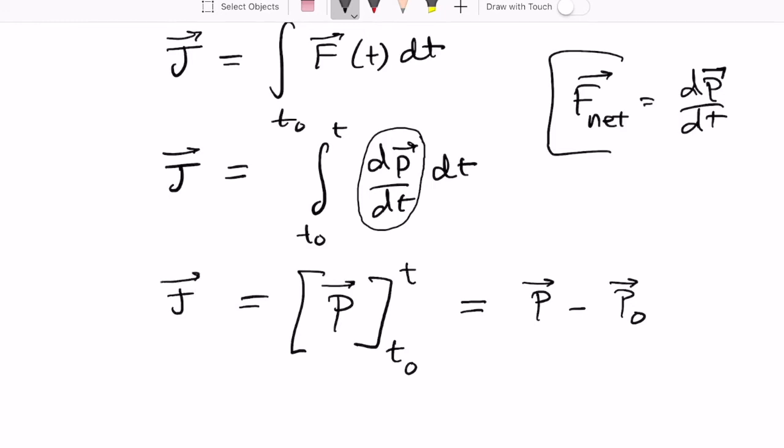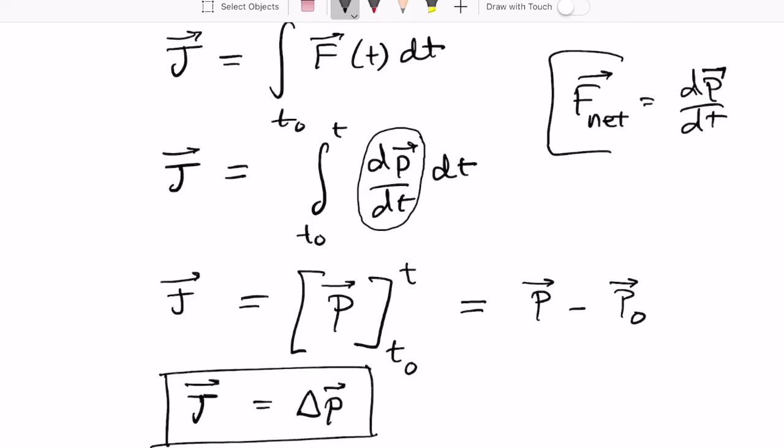So P final minus P initial is just the change in momentum. The definition of delta, which is change, is just final minus initial. So you get this very important relation that J, the impulse, is equal to the change of momentum, and that is the connection between impulse and momentum. Impulse is equal to the change of momentum. All right, so that's the impulse momentum theorem.